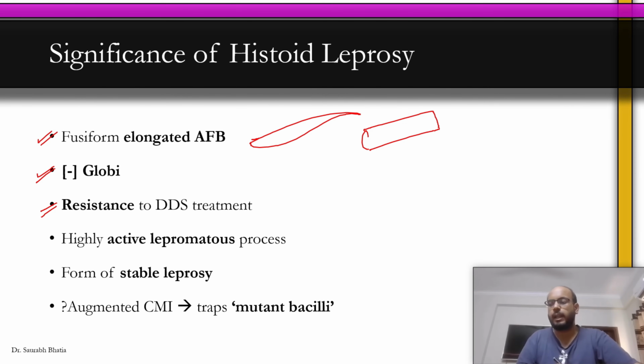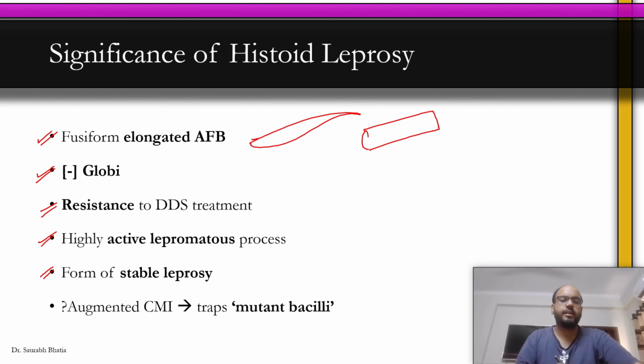We know that dapsone resistance is a feature of histoid Hansen's. Now, in pathology, it has been shown to have a highly active lepromatous process. That means there is a tendency to form lepromatous leprosy at a localized point, not as a diffuse formation of lepromatous leprosy like we usually see in polar and subpolar LL, but as a nodular growth in histoid leprosy.